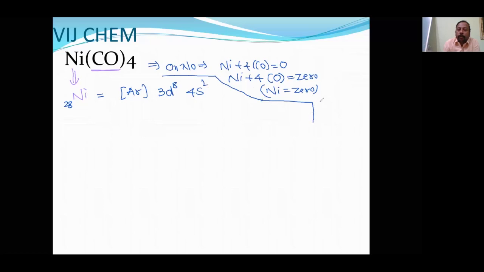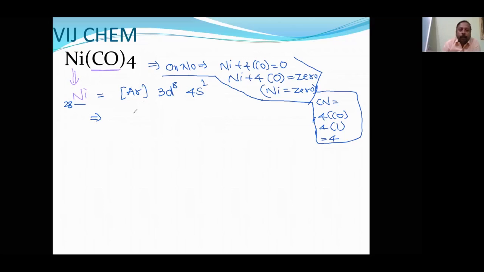Now let us find the coordination number. For coordination number, 4 carbon monoxides are there, 4 into 1 equals 4. So the coordination number of nickel is 4, and the oxidation number of nickel is 0. Now we are going to utilize this. First we should write the electronic configuration, and since only nickel is there, you need not write the ionic configuration.